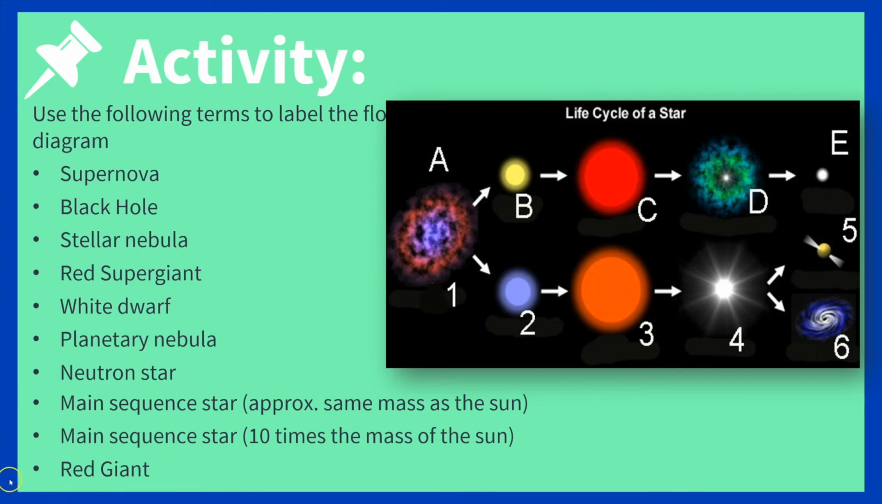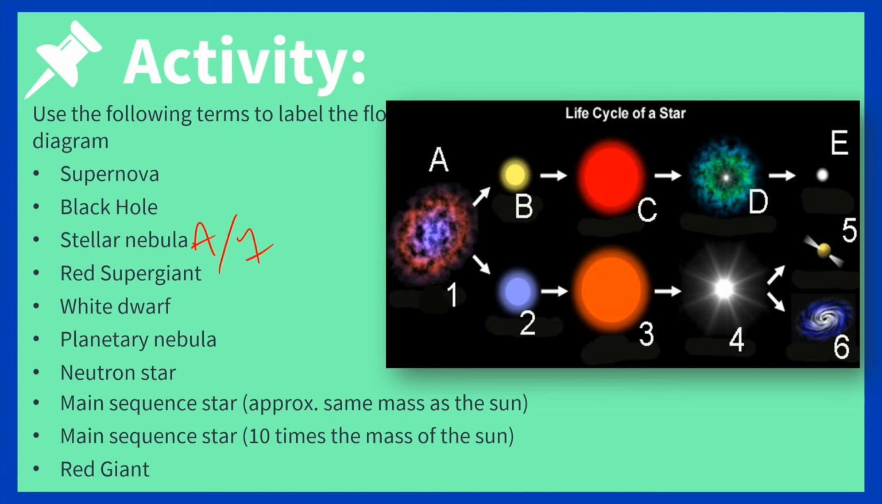All right, so if we start off with A and 1, that's right back at the start, which means this is back where we're talking about protostars and stellar nebula. So if we look at our list, we have stellar nebula here. So that would be A/1 for that first one. And then we'll go down the letter pathway. So we go from A to B.